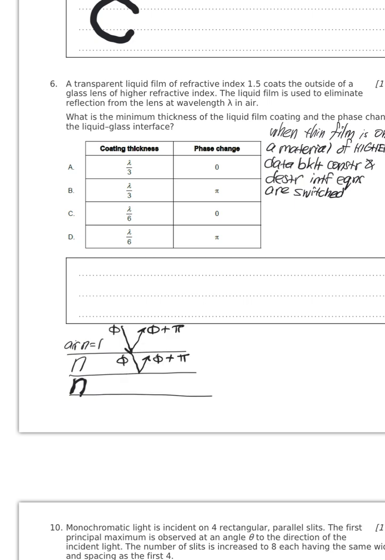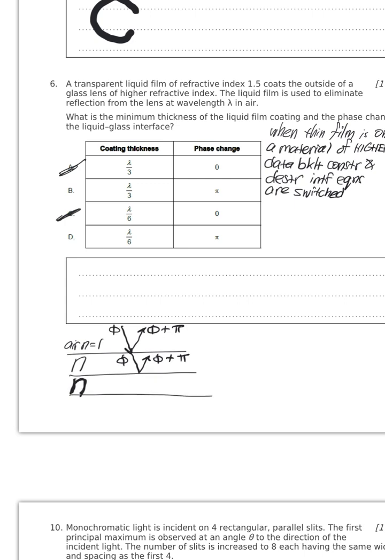Remembering that when light transmits from one medium to another, there is no phase change, but when light reflects off of material of higher index, there is a 180 degree or pi radians phase change. And so air off the thin film, that reflection is phase shifted 180 degrees, and within the thin film, that reflection off of the glass is also phase shifted 180 degrees or pi radians. So it's asking specifically about the phase change at the liquid-glass interface. That is going to be pi radians phase change, so that eliminates choices A and C.